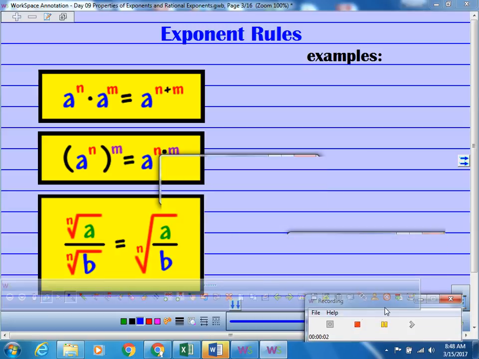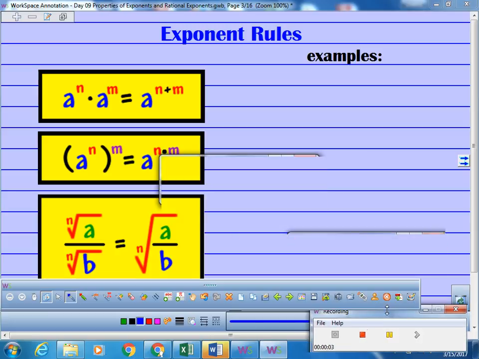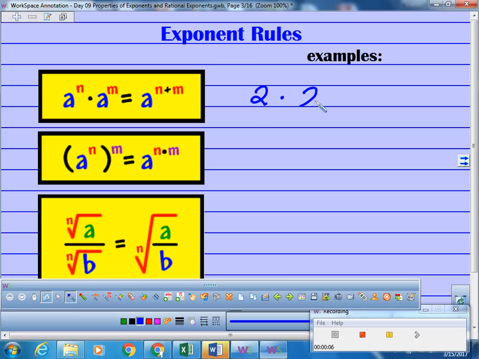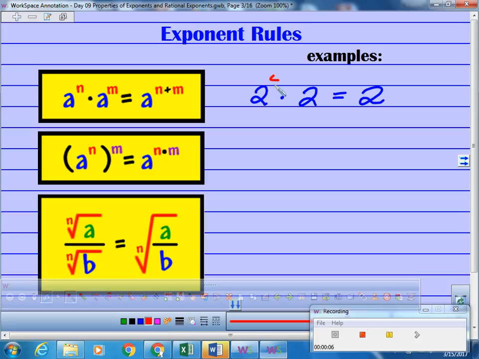Okay, so let's go through exponent rules really quickly. If I have a to the n times a to the m, let's give it a number. How about 2? I have 2 to the 4th times 2 to the 3rd. If I have 4 2s and 3 2s, then I have a total of 7 2s, right? Which makes sense. If I wrote them out, I could count them up.